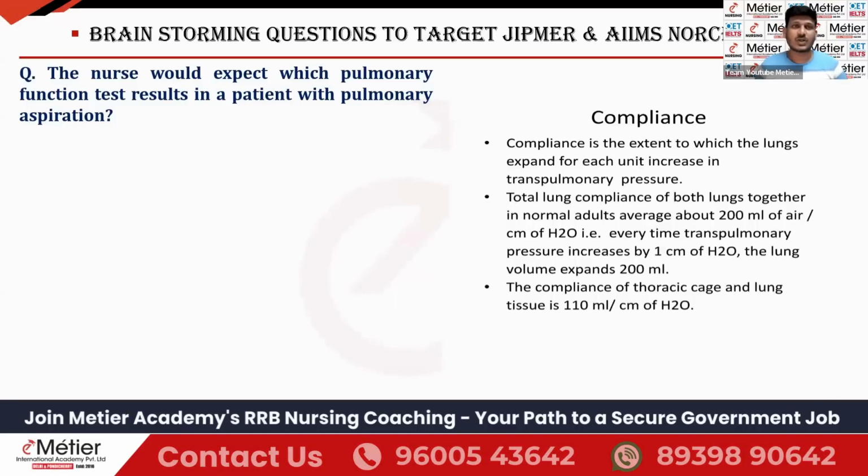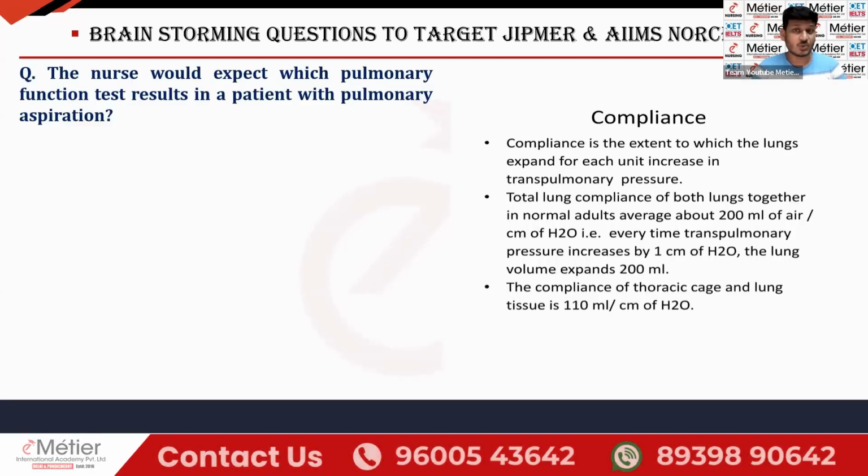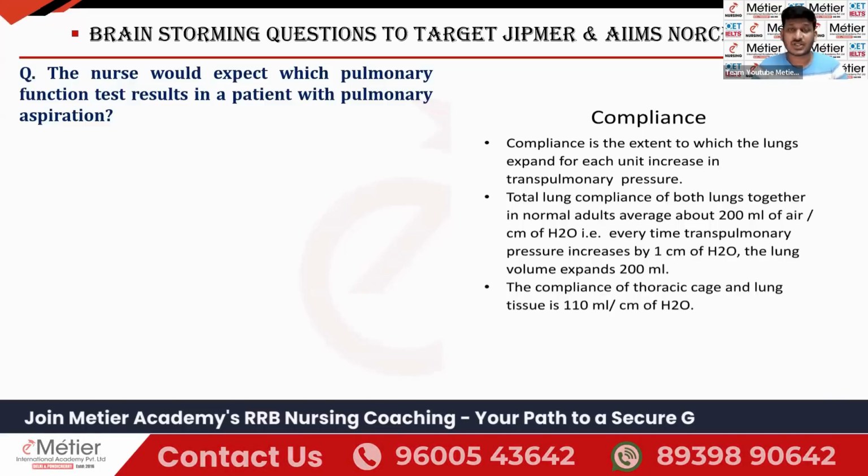So the first question is this one. The nurse would expect which pulmonary function test result in a patient with pulmonary aspiration? As I mentioned already, key points are very important. In this question, the key point is that the nurse is expecting a pulmonary function test result. The pulmonary function test is being done for a patient suffering from pulmonary aspiration. The patient has a disease condition like pulmonary aspiration, and the pulmonary function test is going on for that particular patient, and the nurse would expect what result?